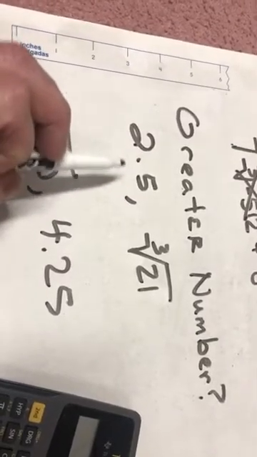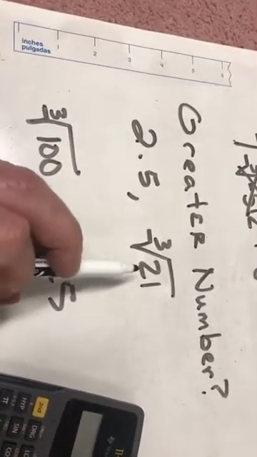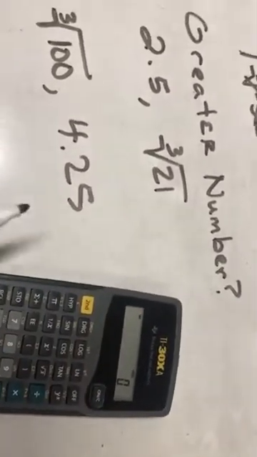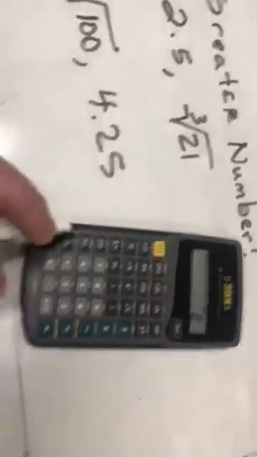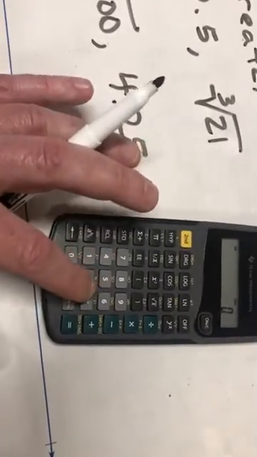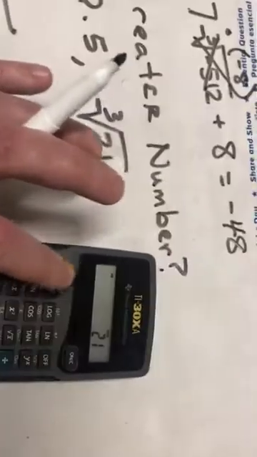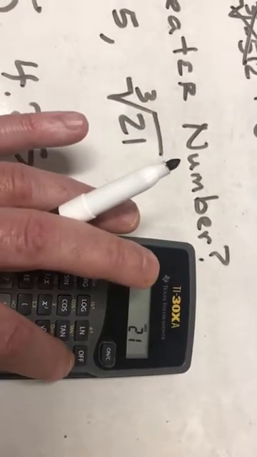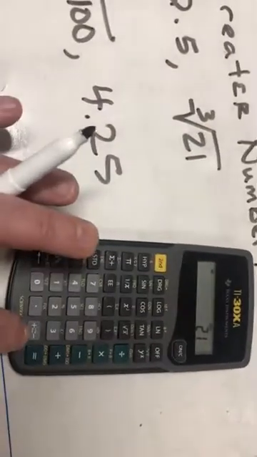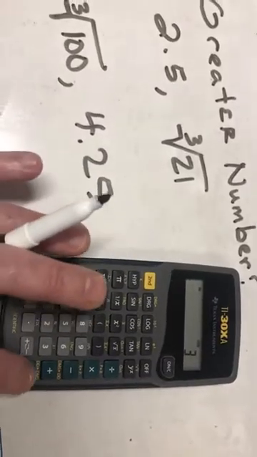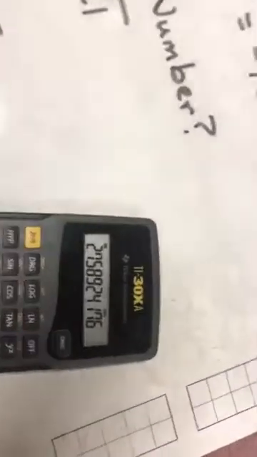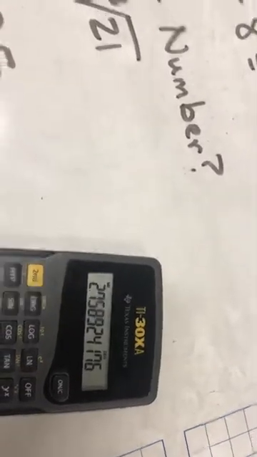I understand that value. What I don't know is the cube root of 21. Now, what I do know is that 21 is not a perfect cube, but I need to at least see what it is. So I'm going to punch in my 21. I'm going to go up to my second function button. Then I'm going to press my cube root button again. Press 3 for the cube root, and I get 2.75892.